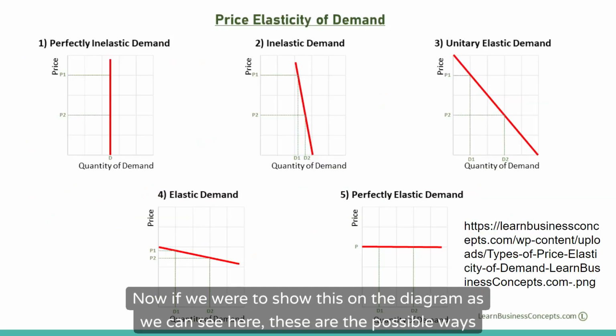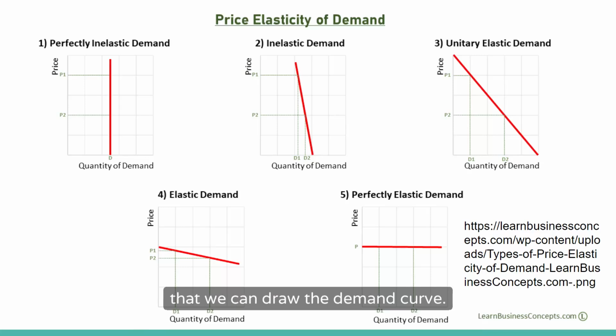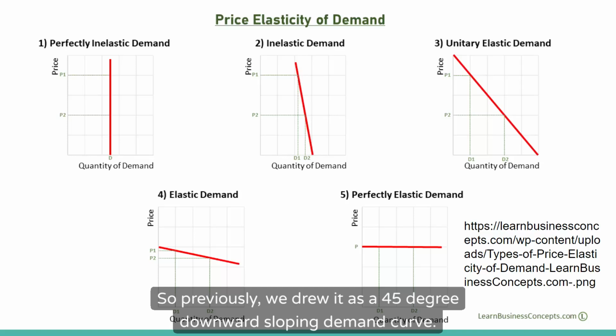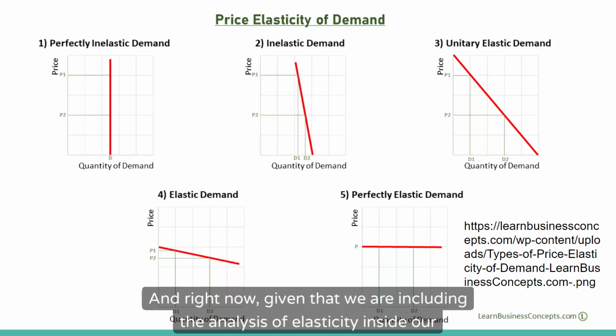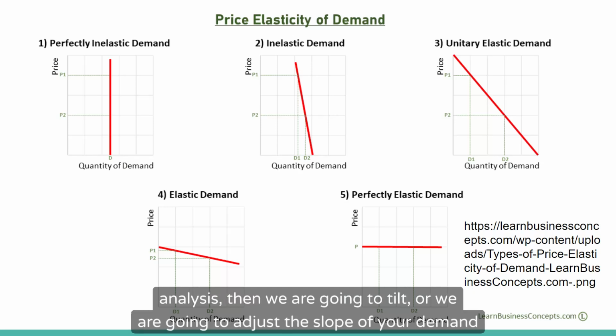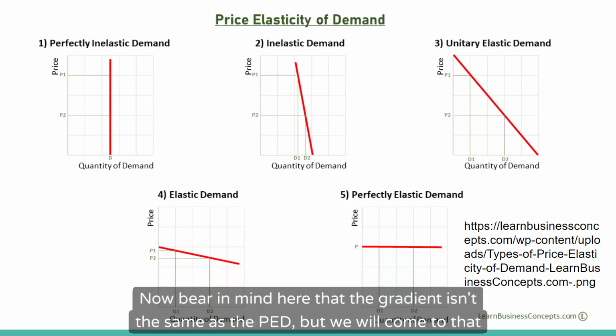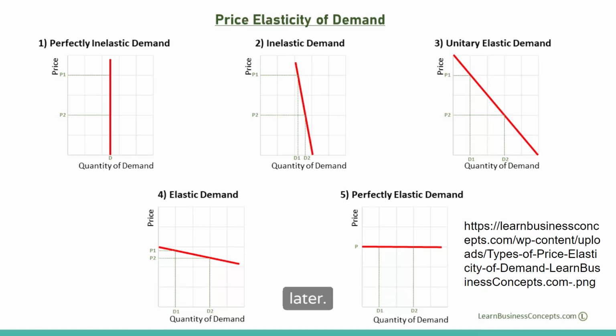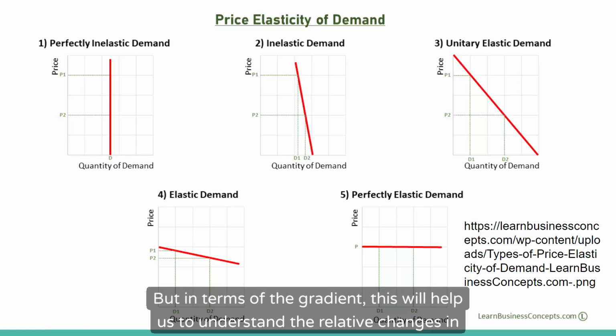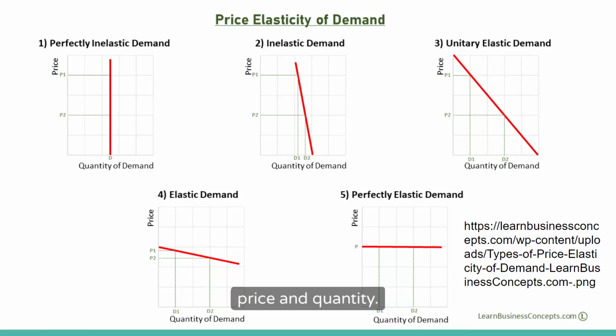Now, if we were to show this on a diagram, as we can see here, these are the possible ways that we can draw the demand curve. So previously we drew it as a 45-degree downward sloping demand curve. And right now, given that we are including the analysis of elasticity inside our analysis, then we are going to tilt, or adjust the slope of your demand curve. Now, bear in mind here that the gradient isn't the same as the PED, but we'll come to that later.